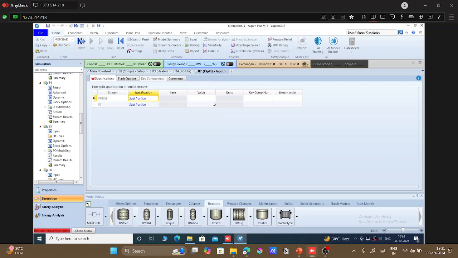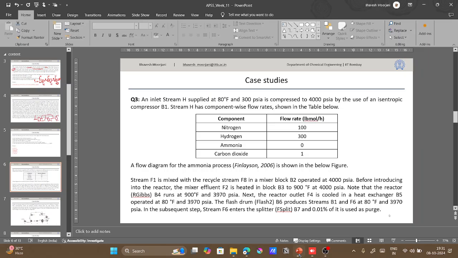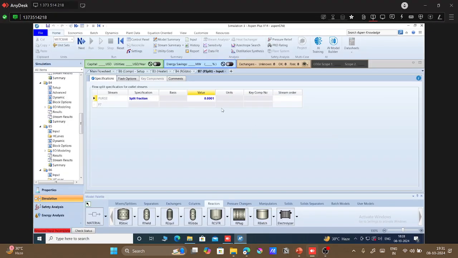Then the split fraction. For purge, it has been provided as 0.0001. This will be an absolute value. So this much amount is purged while the rest is recycled. So almost everything we are recycling back.